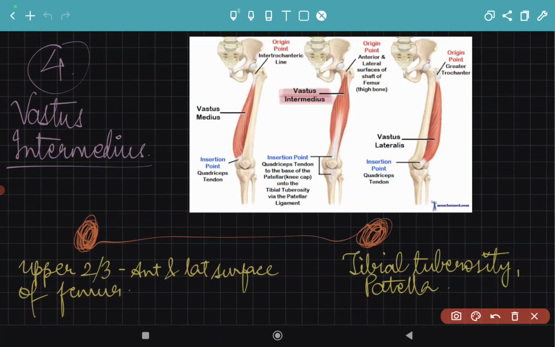Now let's see about vastus intermedius, which is below the rectus femoris, as can be appreciated over here. Vastus intermedius originates from the upper two-thirds of the anterolateral surface of the femur, coming down to insert again to the patella as well as the tibial tuberosity. So the origin is from the upper two-thirds of the anterolateral surface of the femur, inserting to the patella as well as the tibial tuberosity.